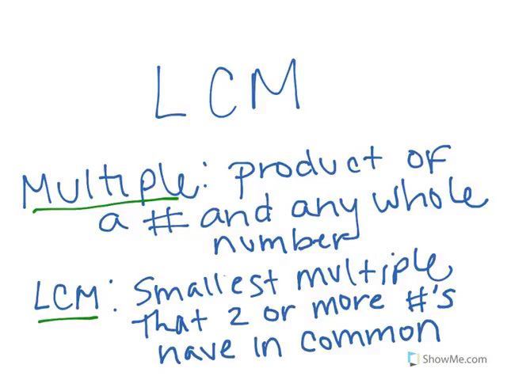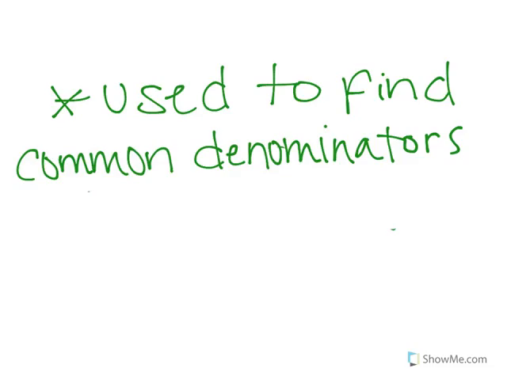So we have to think of multiple, multiply, and least common multiple, the smallest multiple that two or more numbers have in common. The whole reason we find the least common multiple is that it's used to find common denominators when we're adding fractions, subtracting fractions, doing that type of fraction operation. We really need to find common denominators, so we use the least common multiple to help us do that.